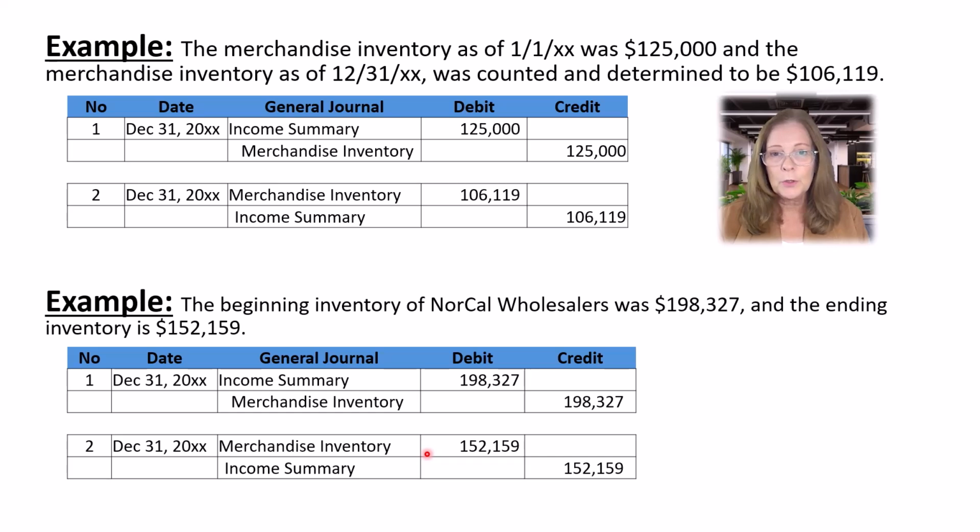Then we debit merchandise inventory and credit income summary for $152,159. Our merchandise inventory account now reflects the ending inventory of $152,159, and the income summary shows us the inventory adjustment of $45,168, the difference between the beginning and the ending inventory.